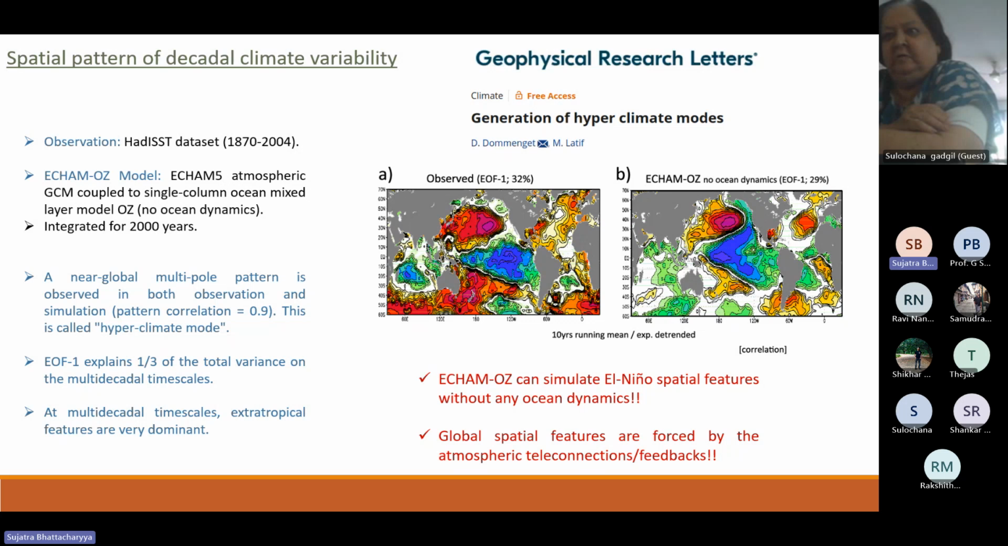Actually, what I think is that since they have not shown the interannual time scale, what they've shown is the multi-decadal time scale. So they're filtering the data for that, and at those time scales you do not need those complexities, because studying mean climate is all about studying the mean state. And even if you take, instead of this ECHAM5-OZ model, a completely coupled model, they've seen that you do not get this kind of spatial pattern which you get in observations.